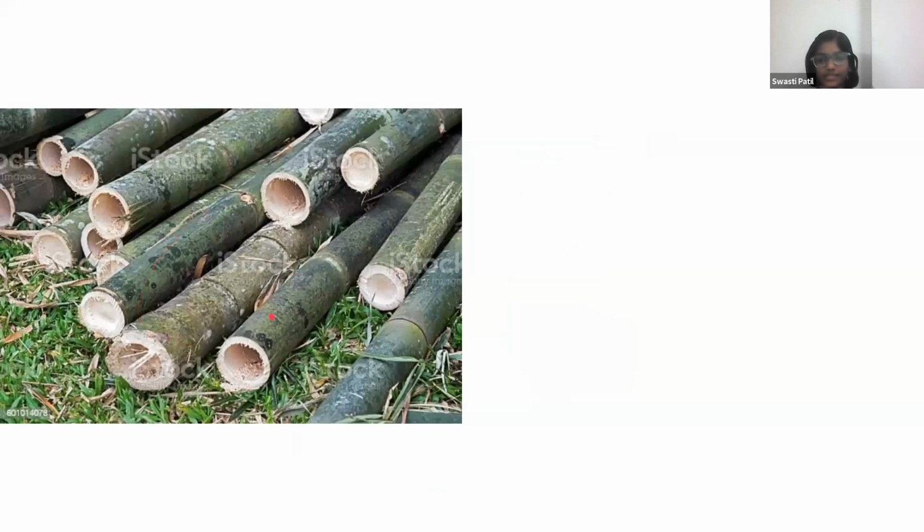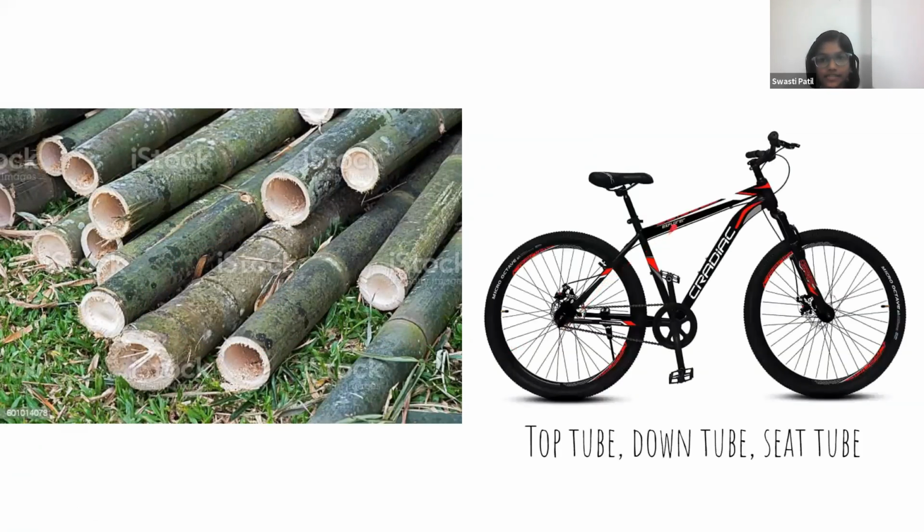These are some bamboos, and they're hollow. So if I ask you which one would be harder to break, a filled stick or a hollow stick, you'll probably answer a filled stick, right? But that is not right. A hollow stick is harder to break. And I think that is why some bamboos are hollow. It gives them more strength. And we use this in a cycle. So this is the top tube, this is the down tube, and this is the seat tube, and they are all hollow.